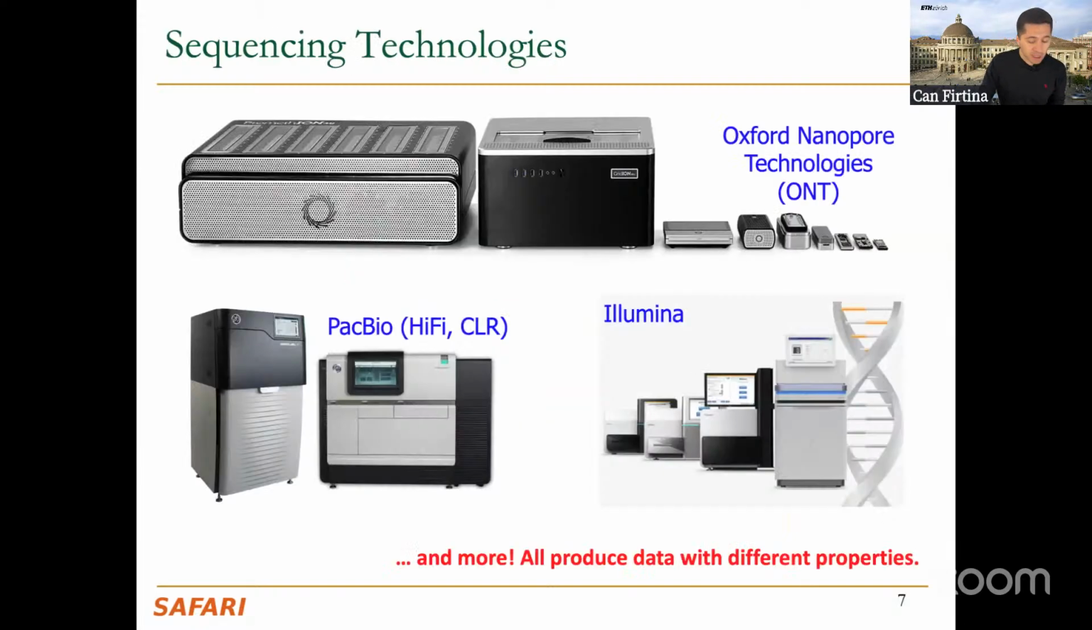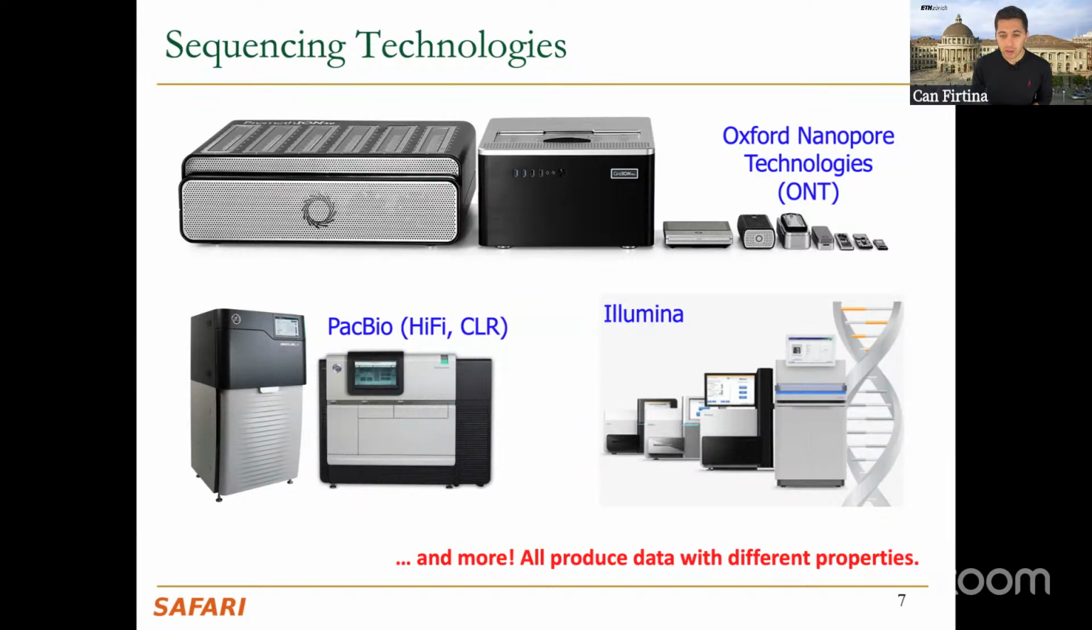There are many sequencing technologies that are utilized by companies. For example, Oxford Nanopore Technologies utilizes the nanopore sequencing technology. PacBio uses single molecule real-time type of sequencing, or SMRT. Illumina mainly utilizes sequencing by synthesis technology.